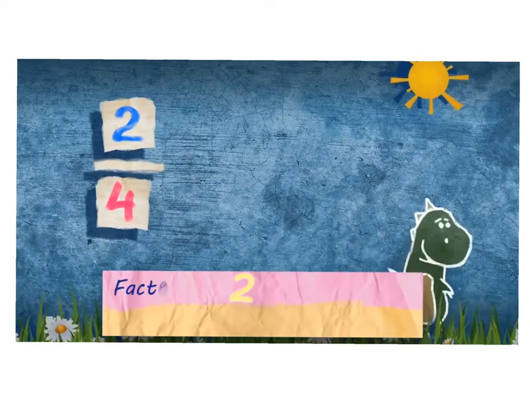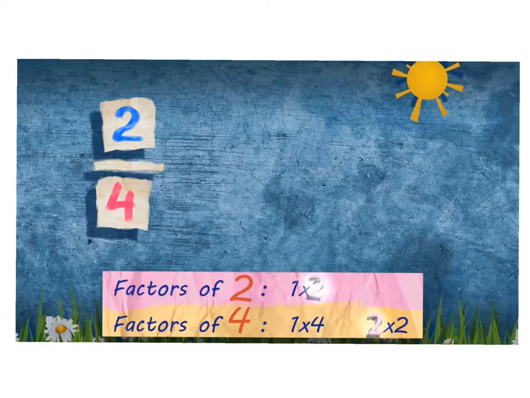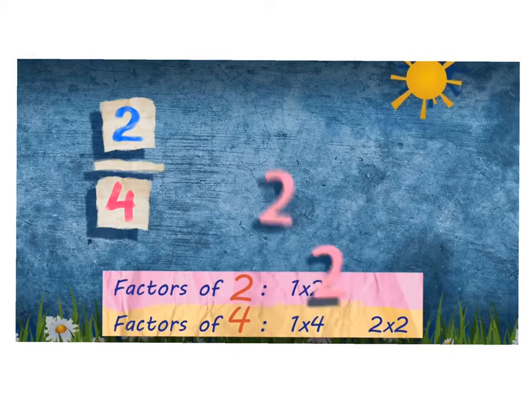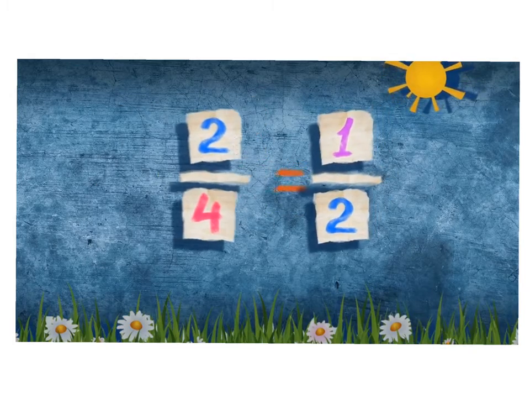To convert to the simplest form, we gotta find the greatest common factor, then take that numerator and denominator and divide them by that common factor.